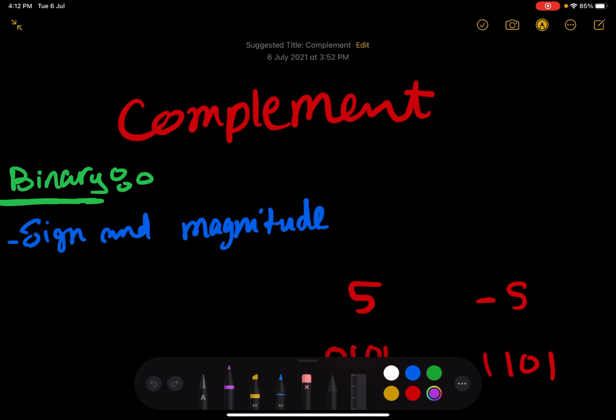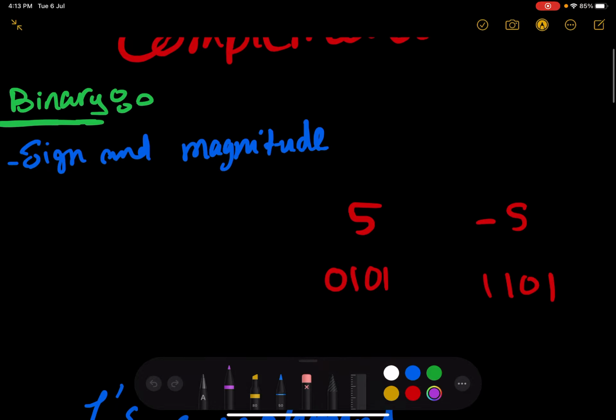The ones complement and twos complement are representations of negative numbers. So in the binary system we have negative numbers and positive numbers. For the positive numbers we call them integers or unsigned numbers, and for the negative numbers we call them signed numbers, because they have a sign. They are not only positive numbers, they can be negative numbers. And how can we represent negative numbers in the binary system?